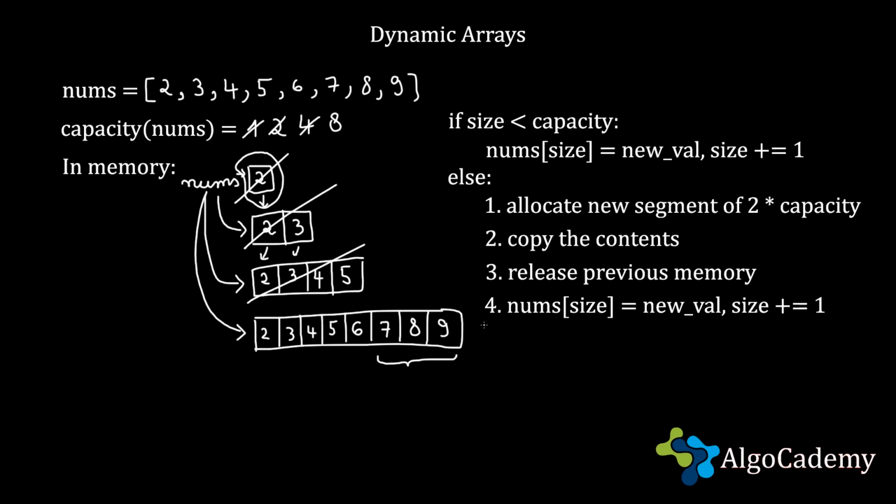And then the 4th stage. Now we indeed have the new zone of memory. We indeed have at least one spot to store the new value, so this is what we are going to do. And then the size of the array gets incremented.